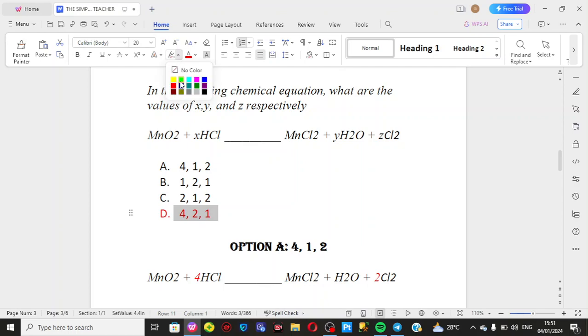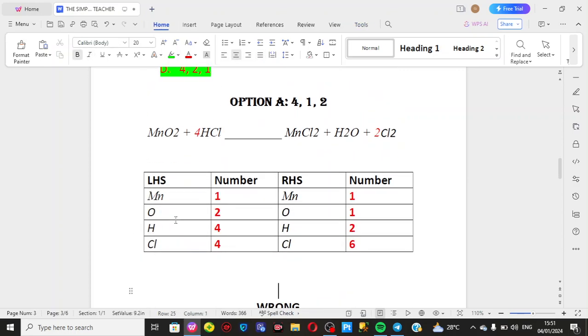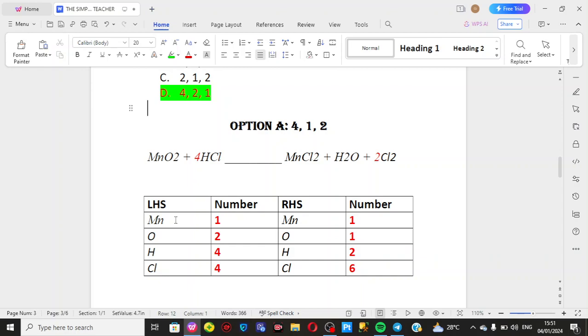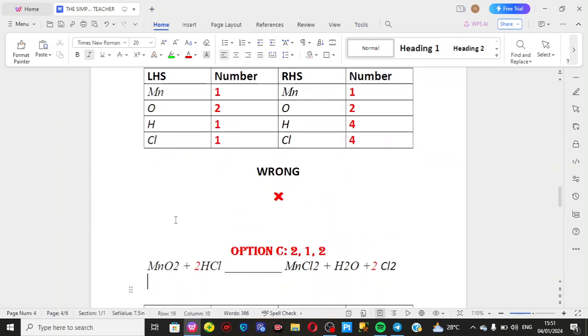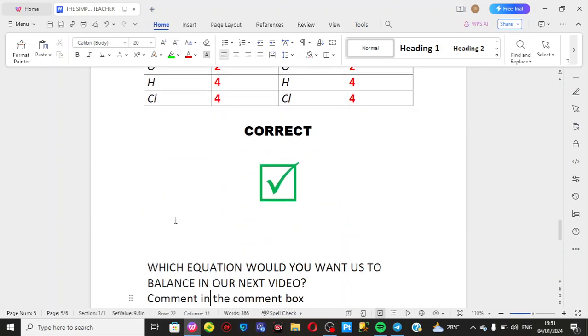So I believe that we have learned something. Option D is the right answer. X is 4, Y is 2, and Z is 1. So that option D is the right answer for this question. As you can see, we have tested option A, option B, option C, and option D.